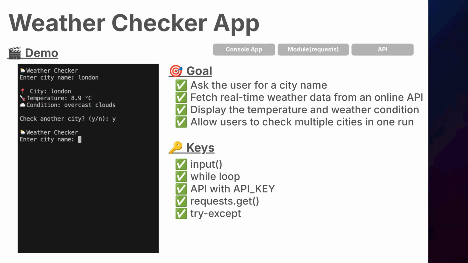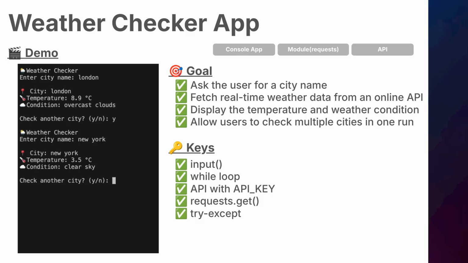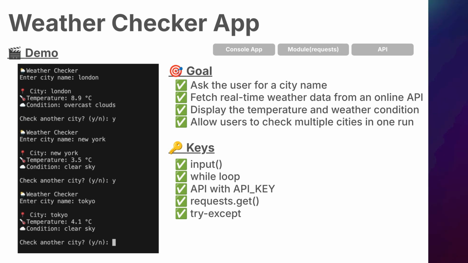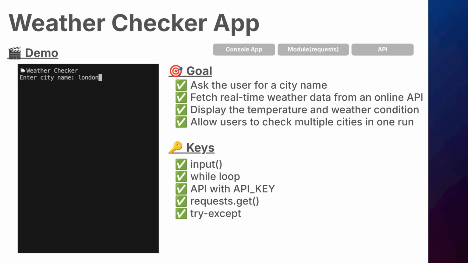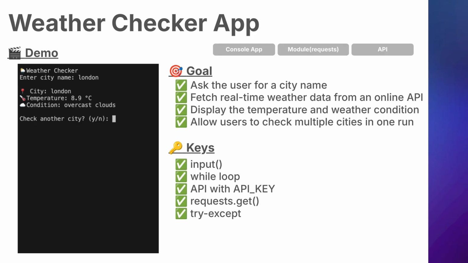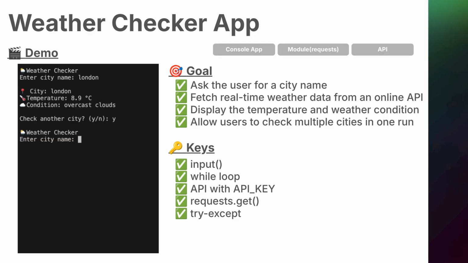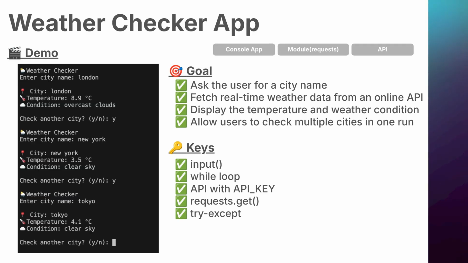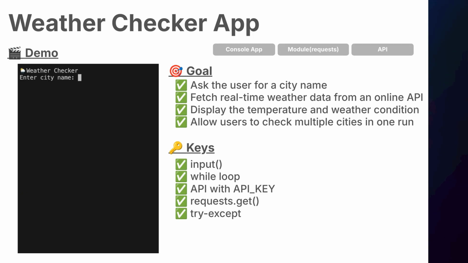As you build this project, you'll practice several important Python concepts. You'll use input to get data from the user and store it in variables. You'll use a loop to allow the program to run multiple times without restarting it. You'll learn how to send a request to an online API with an API key and handle the data that comes back. You'll also see how try except helps protect your program from network errors or invalid input. This project is a great step forward because it shows how Python can interact with the real world. You're not just learning syntax, you're building something useful and realistic.